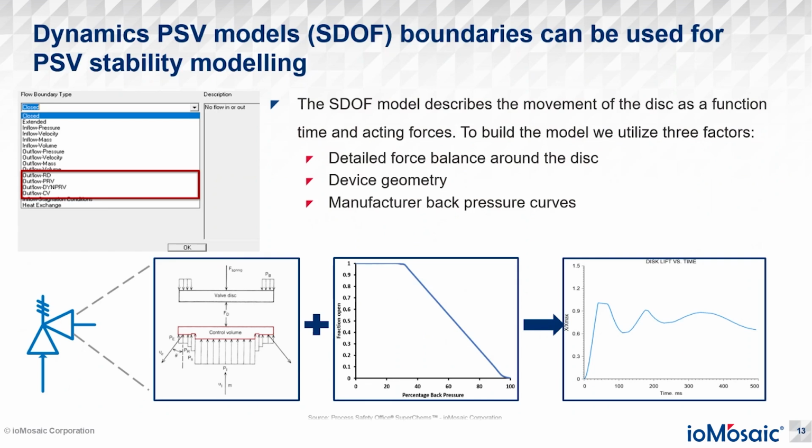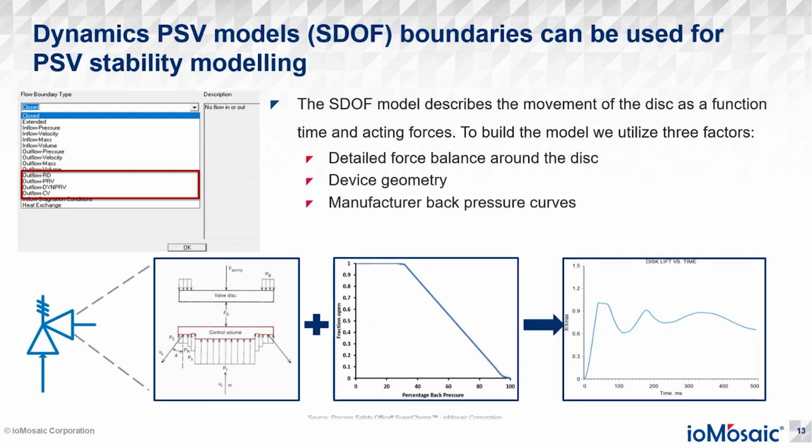It's a complex force balance around the disk. We have some data provided by the manufacturers, such as back pressure curves and other geometrical parts and factors of the relief device, such as the spring lift, valve nozzle area, discharge coefficients, and valve weight. We can enter all of that data into the SuperChems PSV object, along with the back pressure curve. Using the detailed force balance, we can regress that information to get a dynamic lift profile of the PSV.